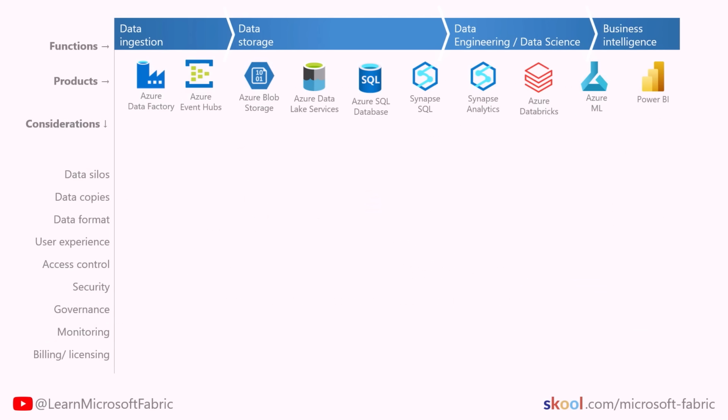So to analyze what might be going wrong here, let's map out some of the tools that the company is currently using under these 4 broad buckets of data ingestion, data storage, data engineering and data science, and business intelligence. Now let's analyze the current situation against these 9 considerations listed down the left-hand side. And to analyze them, we're going to speak to a number of key employees in the company.